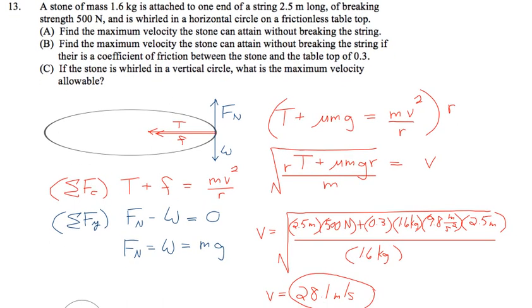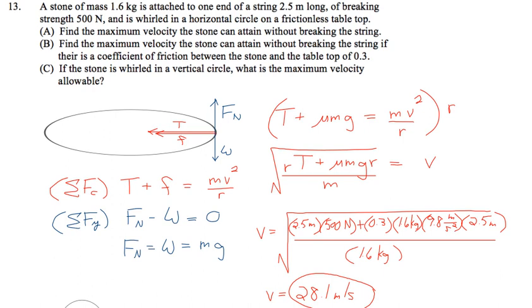So in part C, now we're going to twirl it in a vertical circle. Now in a vertical circle, where is the string most likely going to break if you twirl something in a vertical circle? At the bottom. Because at the bottom, the weight's working against you, so the tension even has to be greater because the weight's not helping at all.